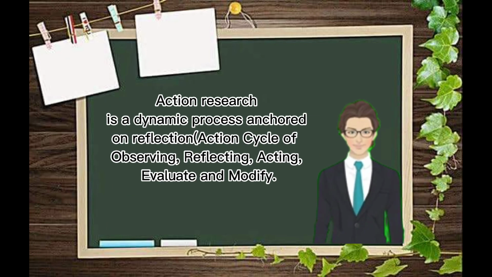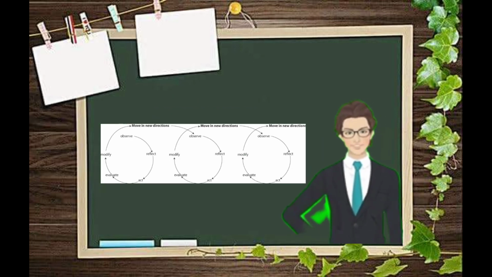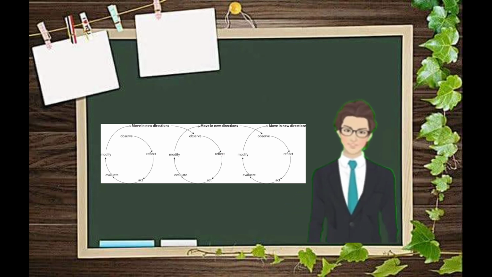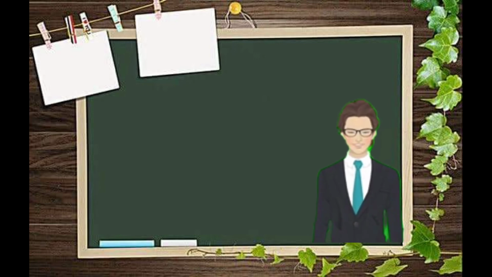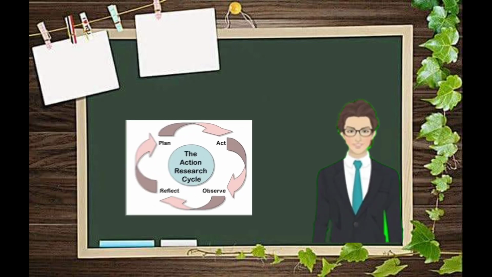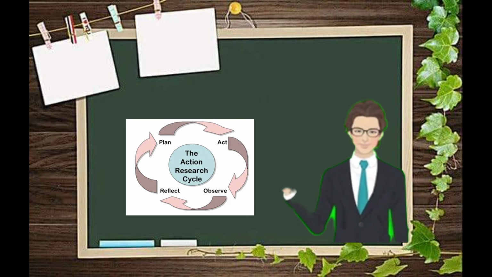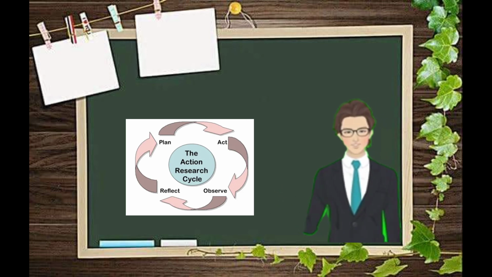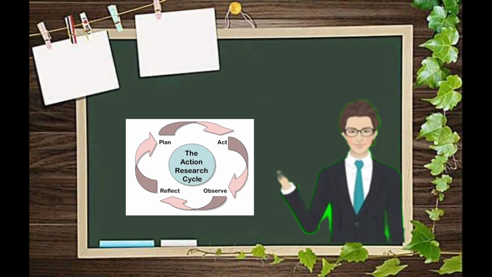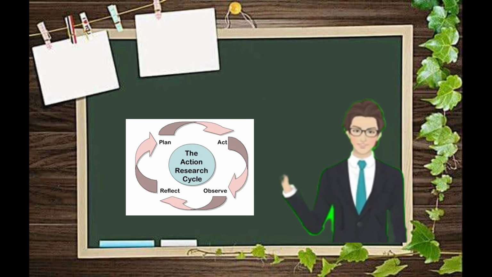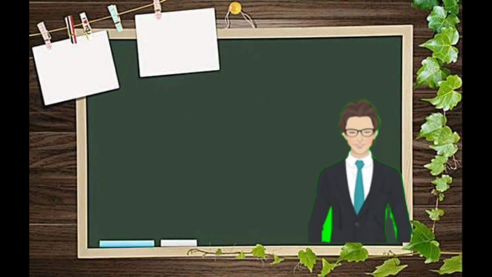Action research is a dynamic process anchored on a reflection and action cycle of observing, reflecting, acting, evaluating, and modifying. It is a similar view to Nelson 2014, who proposed an action research cycle that starts with observe, followed by reflect, plan, and act, which can also go through evaluating and modification. It is also followed as a cyclical process.